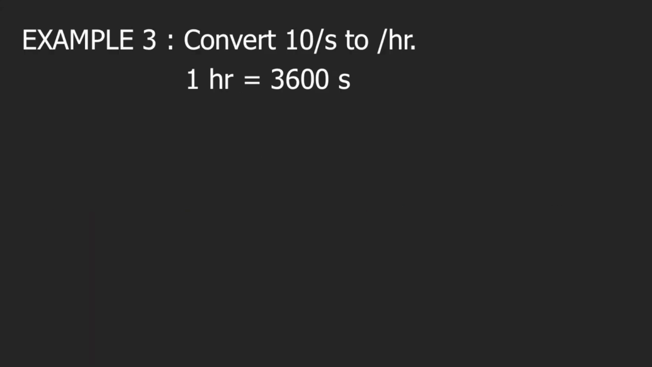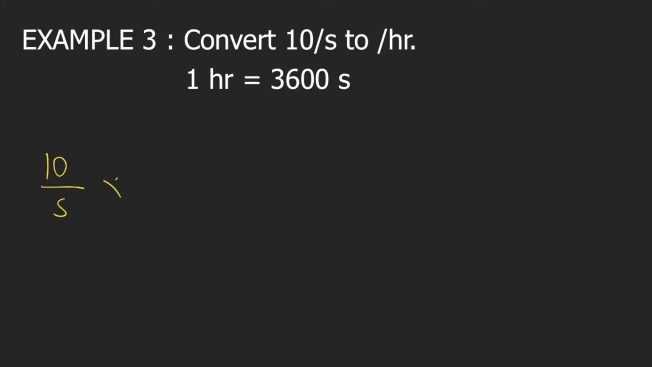Now, some students ask, is it possible that the unit is on the bottom or on the denominator? Well, the answer is yes. And this is the case of example 3. Convert 10 per second to per hour. The equivalence is 1 hour equal to 3,600 seconds. So the given is 10 per second. So as you can see, the unit is on the bottom.